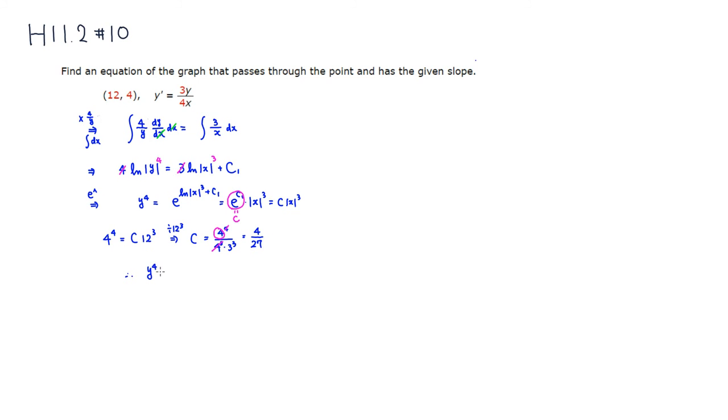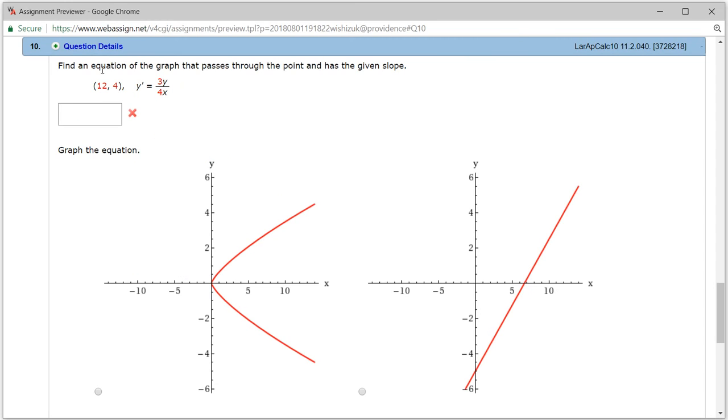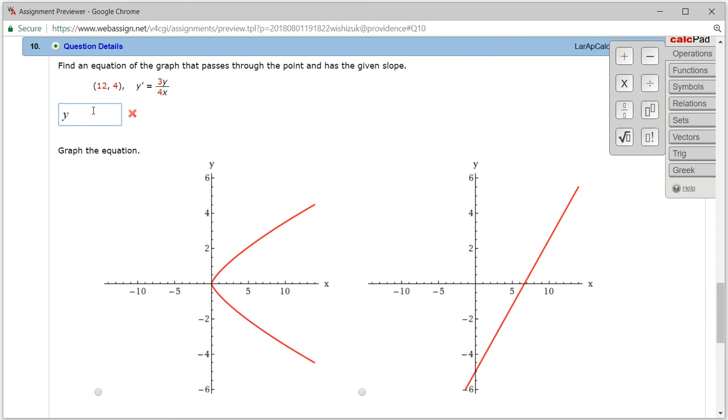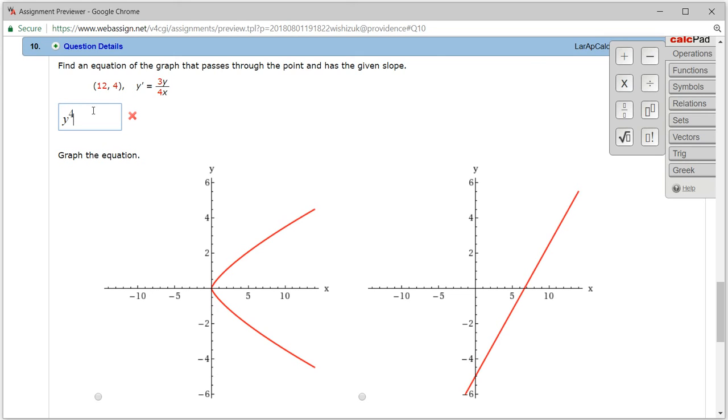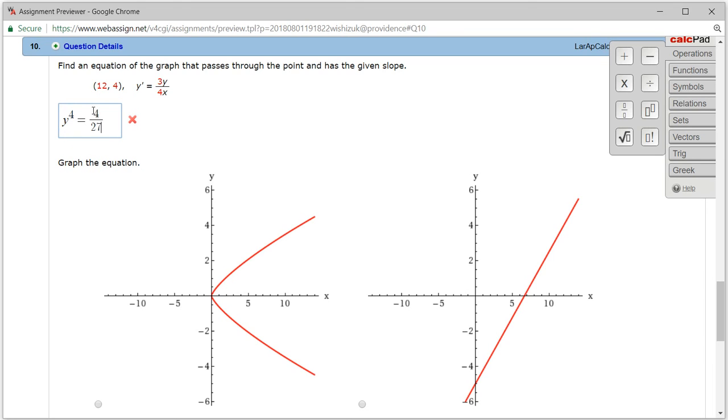Therefore, y to the 4th power is equal to, in this case x is a positive value, so I'm just going to write it as x cubed. So you have 4 over 27 times x cubed. Let's try to find the equation here, so I'll type it in: y to the fourth is equal to 4 over 27 times x cubed.